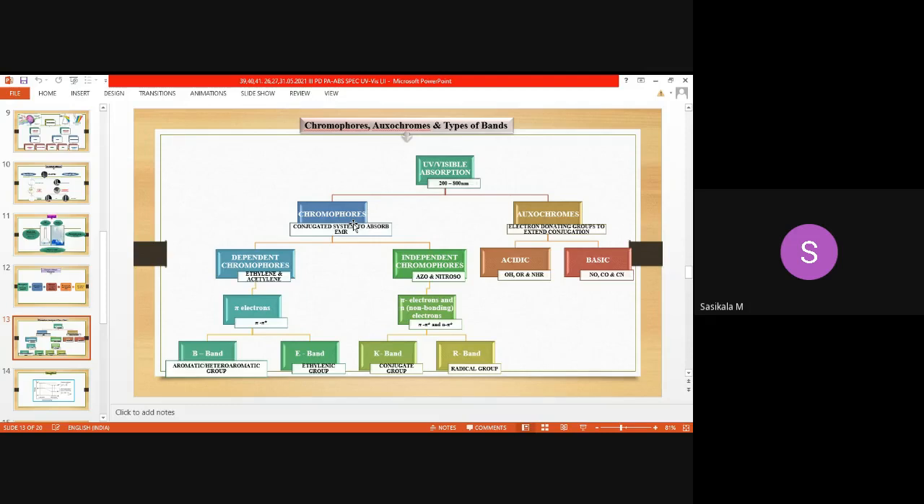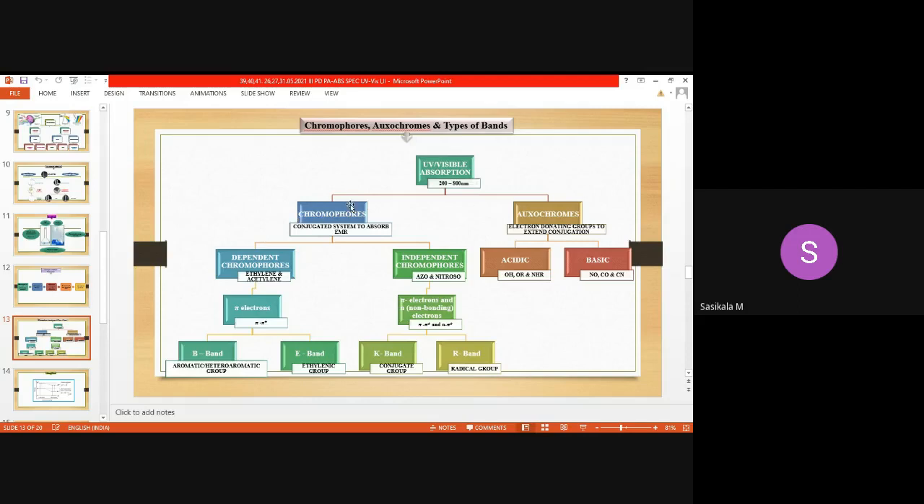Likewise, chromophores are able to absorb UV radiation, and that absorption is extended with auxochromes. So what are auxochromes? Electron donating groups. They are like supporting groups for chromophores to extend their conjugation. So these are the two groups responsible for UV visible radiation absorption.